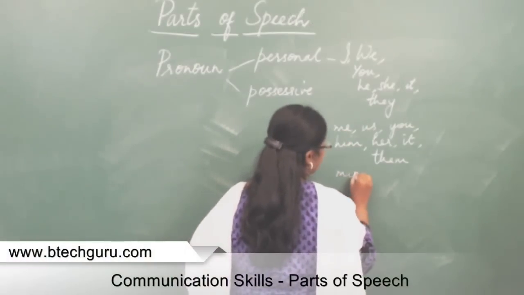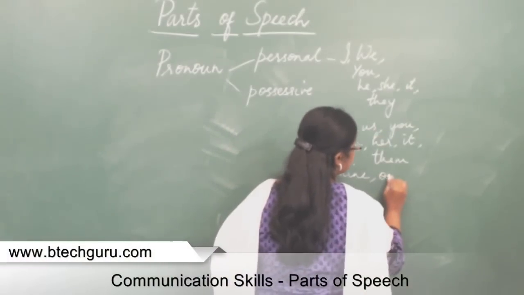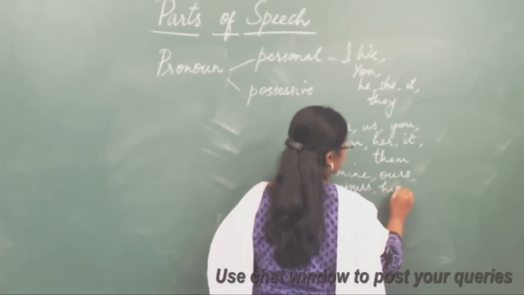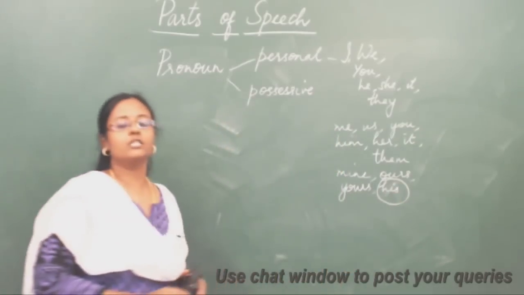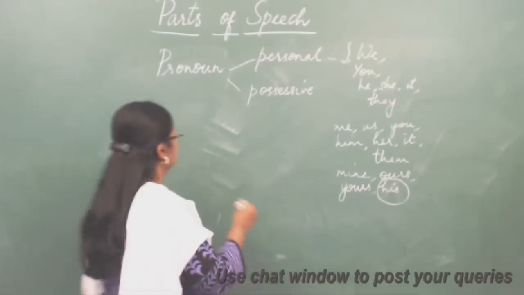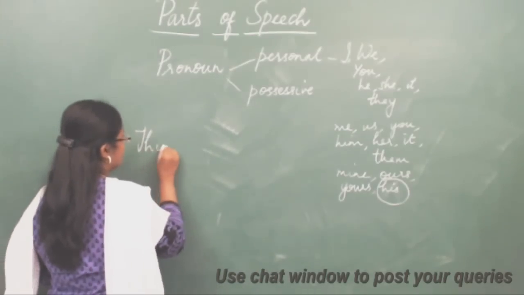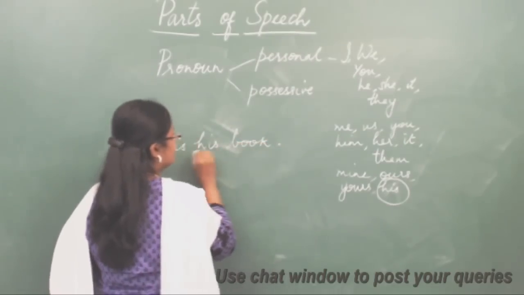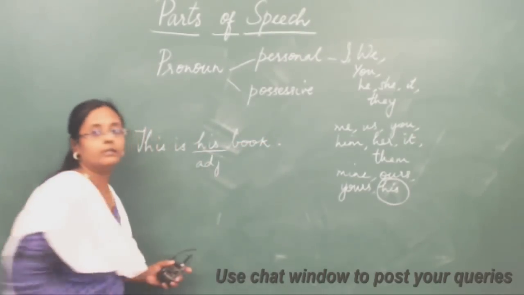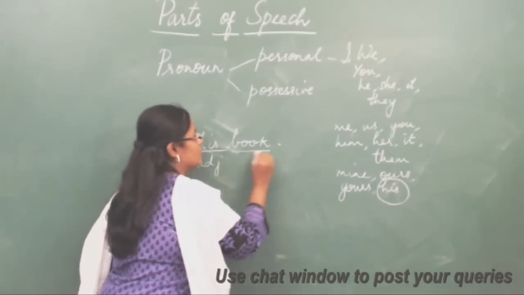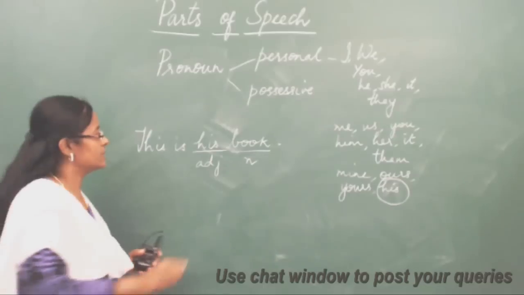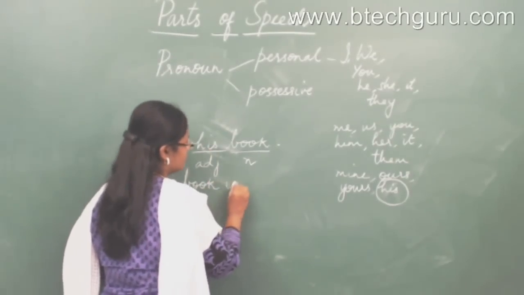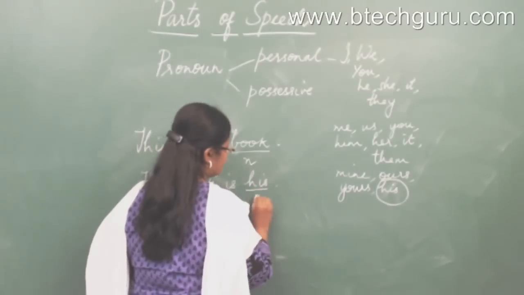Mine, ours, yours, his. His, you see, functions both as an adjective and as a pronoun. For example, if you say this is his book, here it is an adjective. Why? Because it talks about the noun book. The same word, if you say this book is his, it is a pronoun.